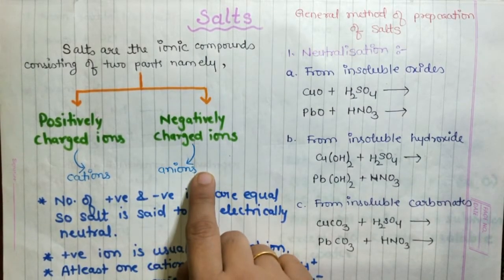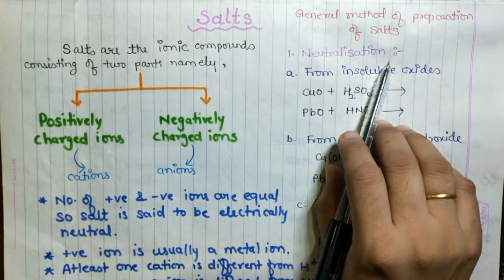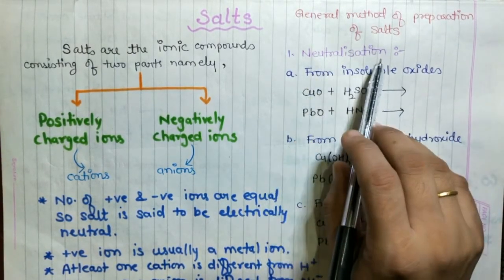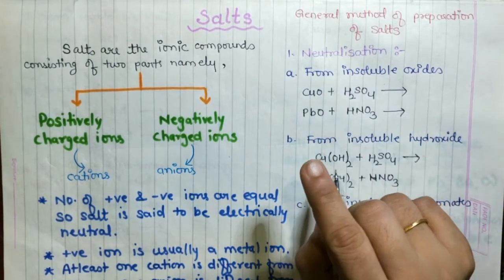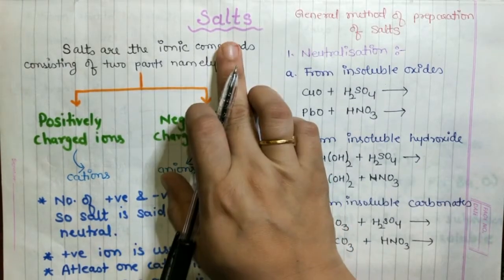Okay. Now let us talk about some preparation methods of salts. The first method is neutralization. You all know what neutralization is. Whenever an acid and a base react, they form a neutral compound, that is your salt.